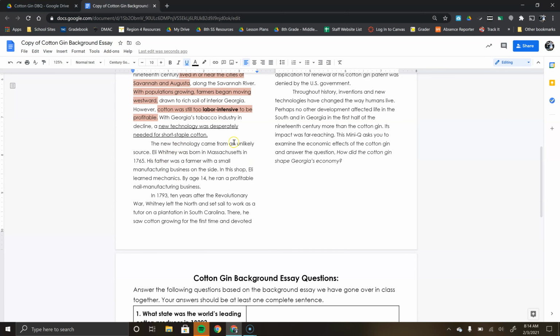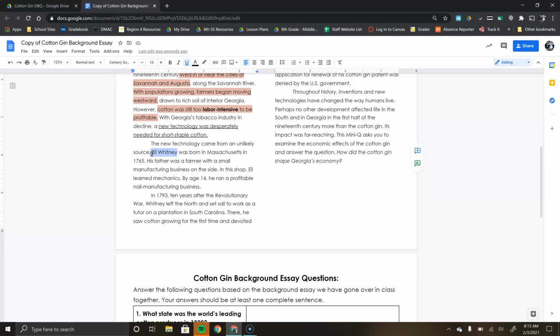So the new technology came from an unlikely source. Eli Whitney was born in Massachusetts in 1765. His father was a farmer with a small manufacturing business on the side. In this shop, Eli learned mechanics. By age 14, he ran a profitable nail manufacturing business.